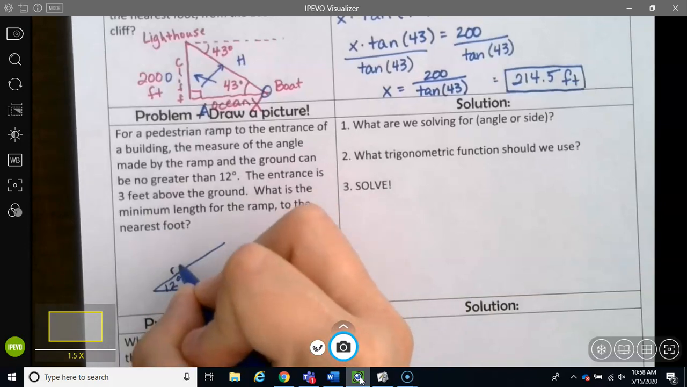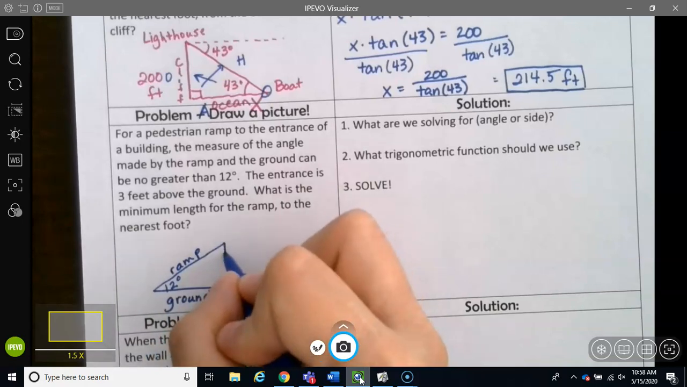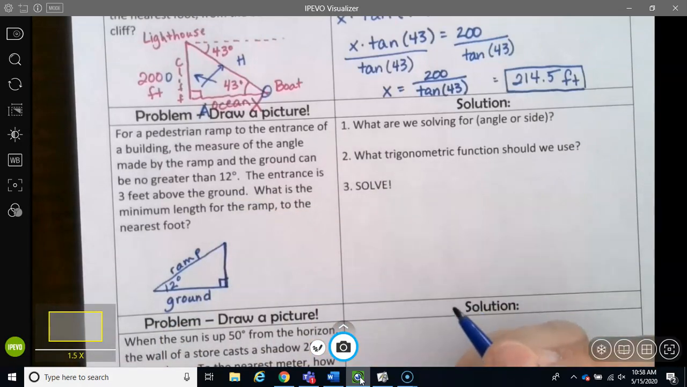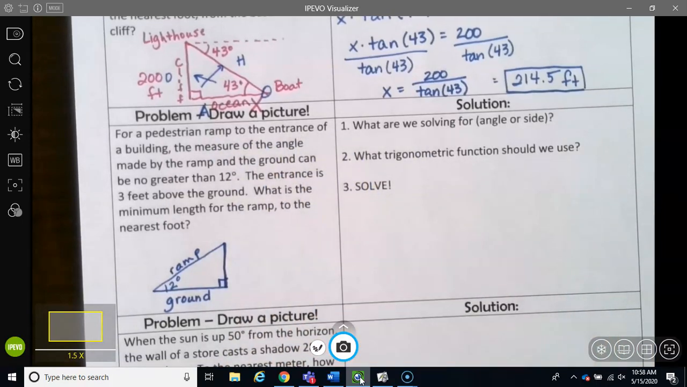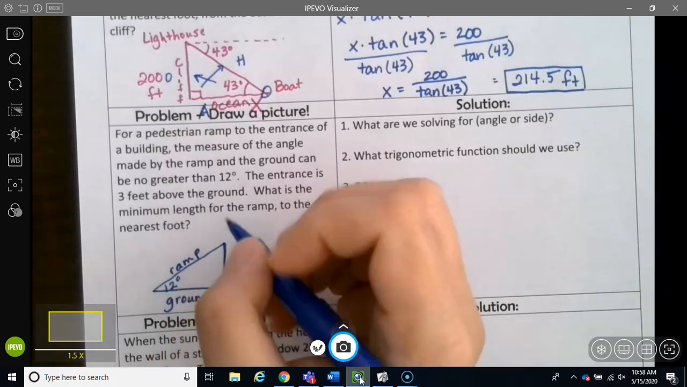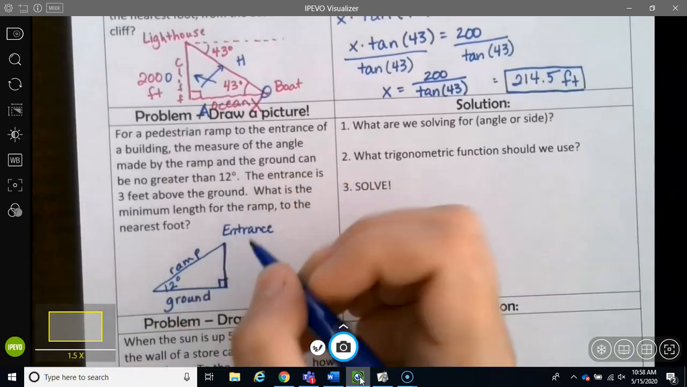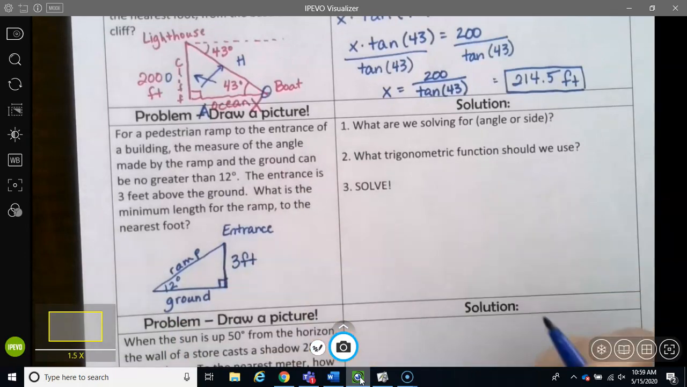So 12 degrees is made by the ramp and the ground. So here's your ramp. Here's the ground. And where the end of the ramp ends, right above the ground, that makes a 90-degree angle. The entrance is 3 feet above the ground. So here's the door to get into the building. I'll put entrance here. Okay, and what is the minimum length for the ramp to the nearest foot?